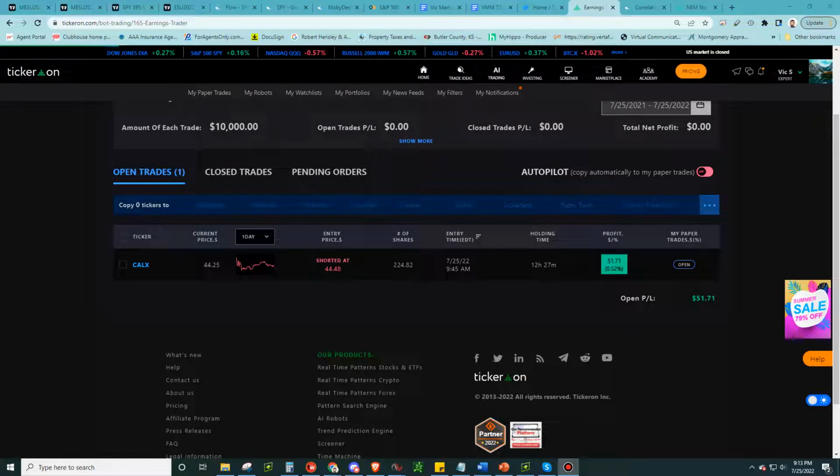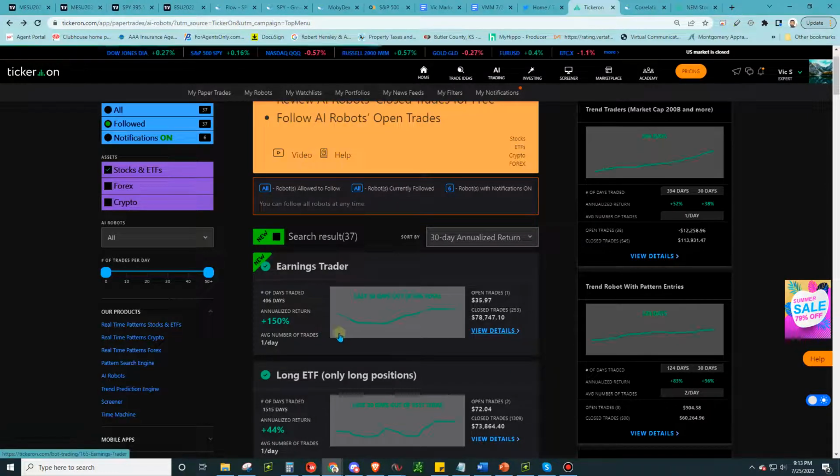All right, check this out. Earnings Trader Bot. Okay, so there's an artificial intelligence trading bot out there with Tickeron. Look at these 406 days traded and 150% annualized returns, one trade a day. One trade a day. That's crazy.